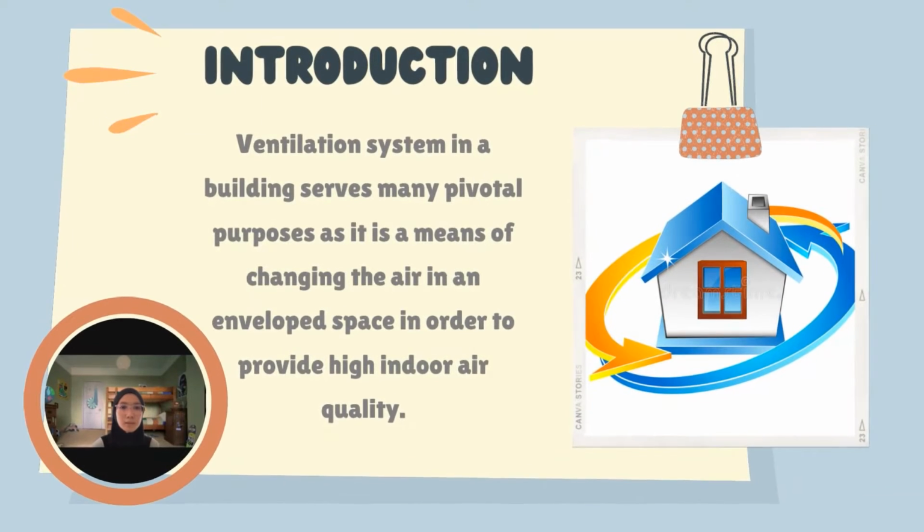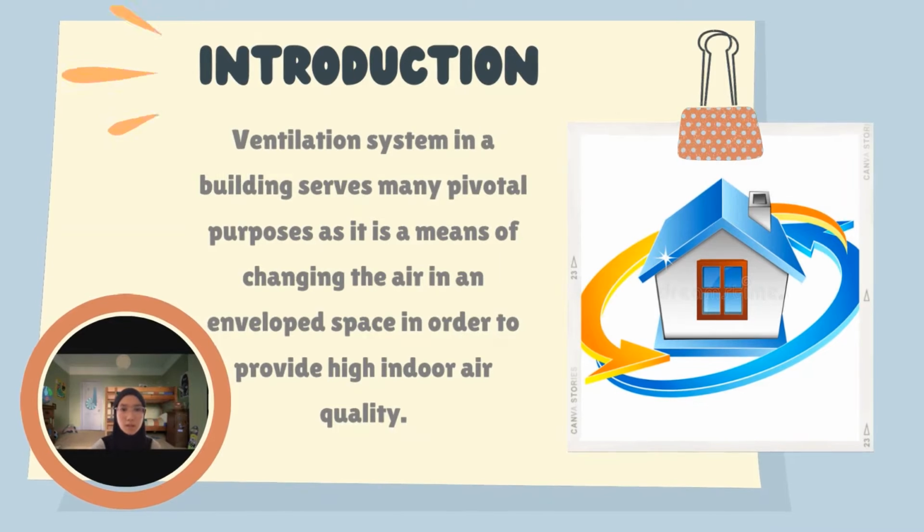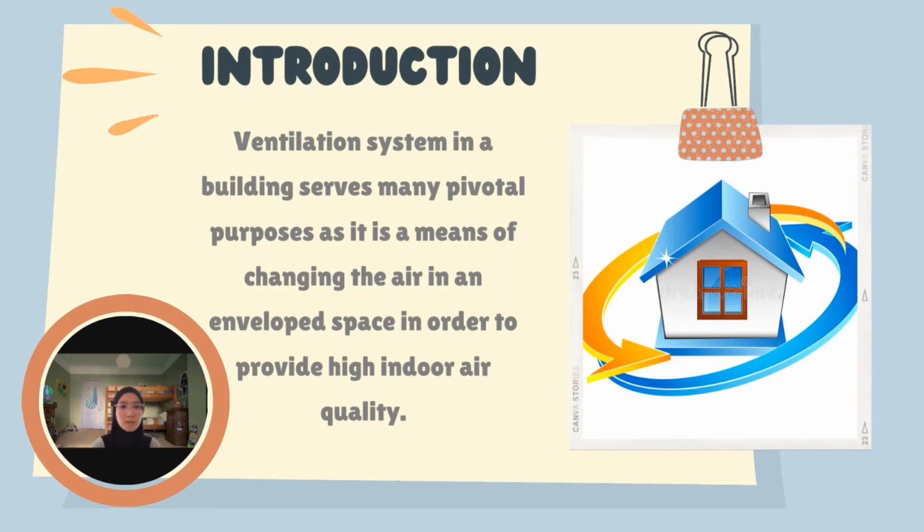Ventilation system in a building serves many important roles as it is a means of changing the air in an enveloped space in order to provide high indoor air quality. It is also described as the movement of air within the building and between the building and outdoors. The ultimate ventilation in a building can be achieved through several aspects which include volume of air required, temperature of air, the speed of air movement, humidity, and purity.